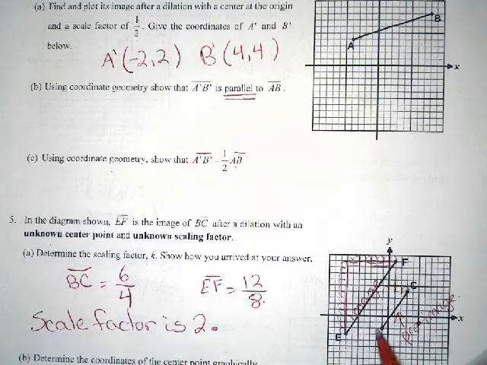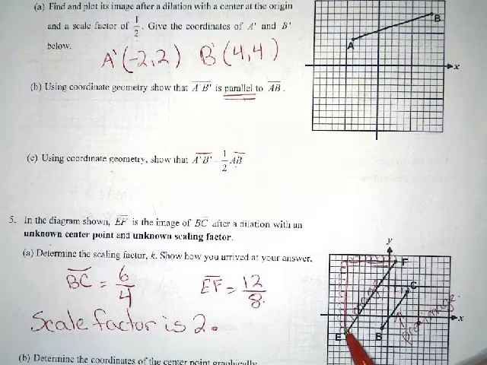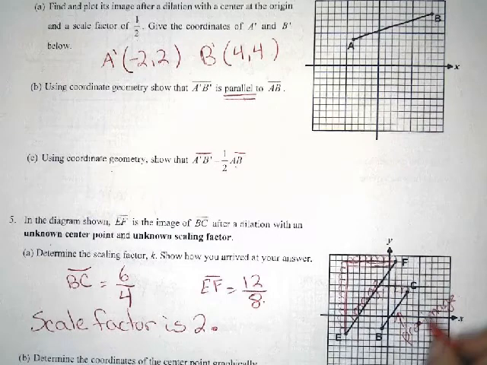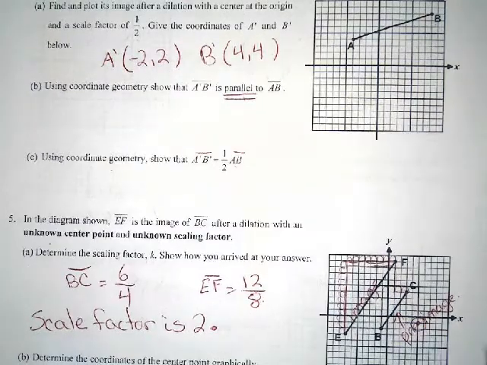To get from E to B, I rose 1 and went back 6. That means I should do it again: rise of 1, back 6. Yep, they both get back to the same point.